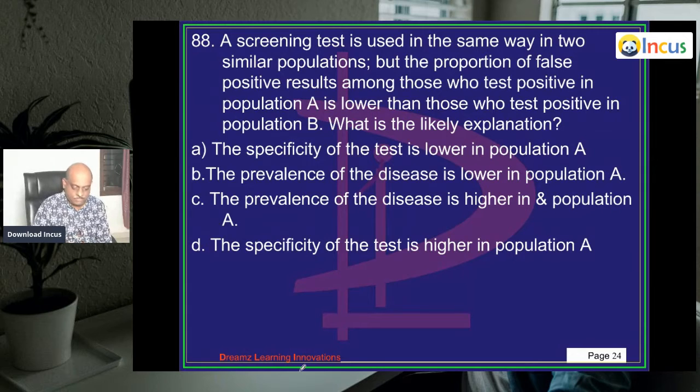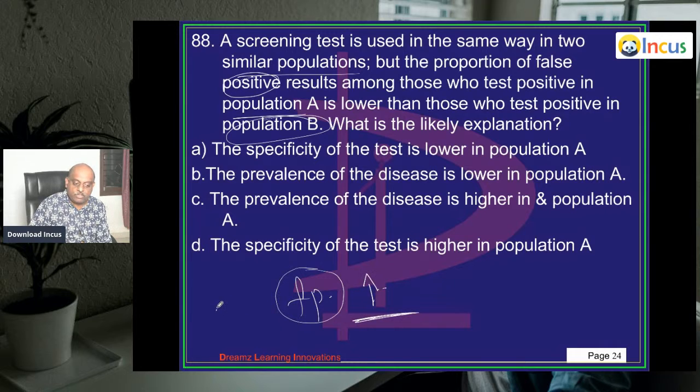A screening test was used in the same way in two similar populations. But the proportion of false positives among those who test positive in population A is lower than in population B. So, in one population, false positives are typically more. In another population, false positives are less. So what is the likely cause?